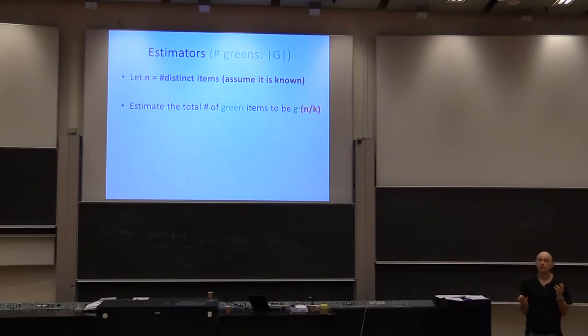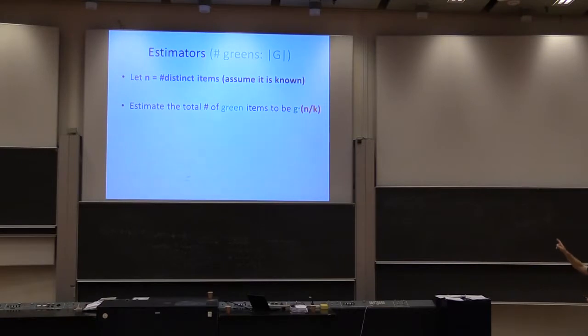The proportion of the green items. Right. So you look at the proportion of green items in your sample: G is how many green items are in my sample, K is the size of the sample, G over K is the proportion of green items in my sample, and I scale it up. If I know n, then I say the same proportion should hold in the population. So this is very intuitive. You can show that the expectation of this is really the number of green items, and I'm going to show you the variance.